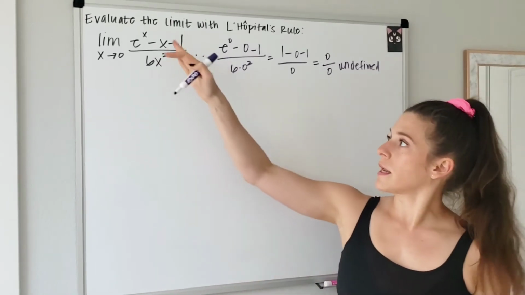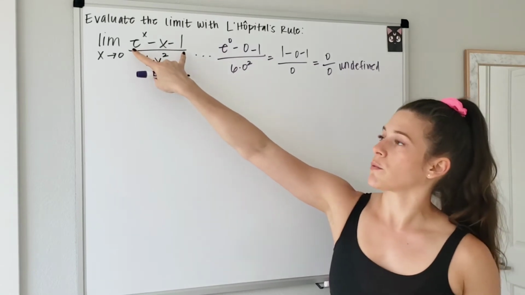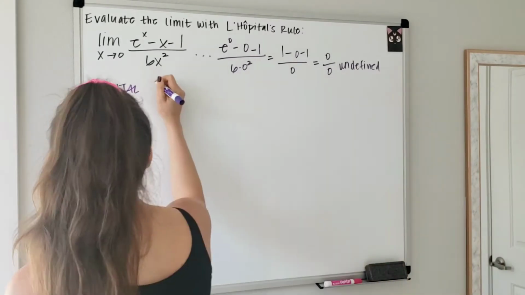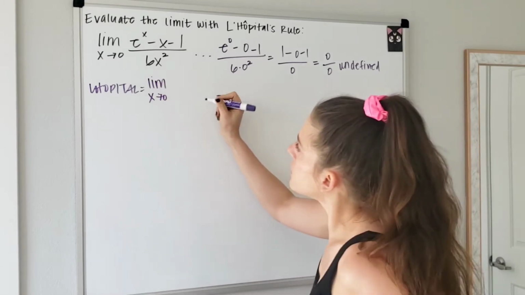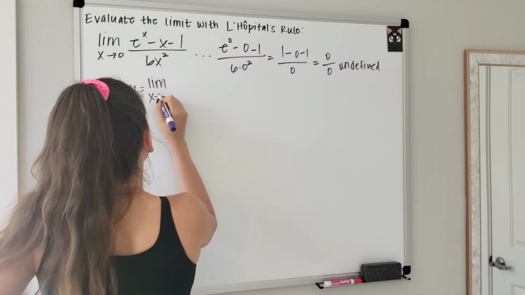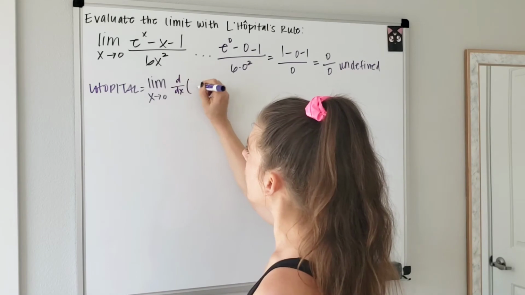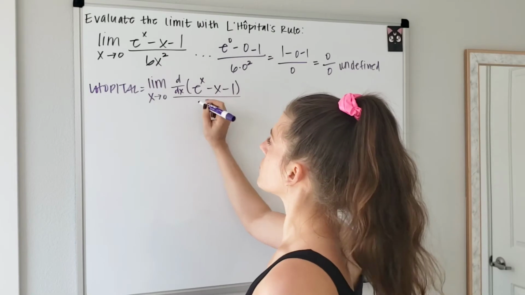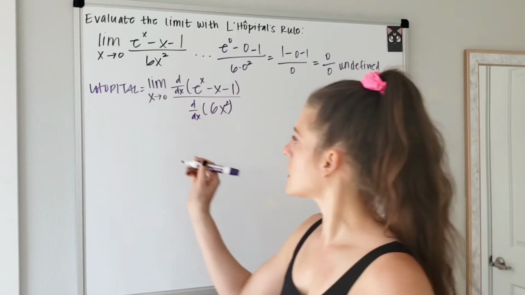L'Hopital's rule tells us that the limit as x approaches this number is going to be the same thing as the derivative of this whole numerator divided by the derivative of this whole denominator. So let's go ahead and give that a try. The limit as x approaches 0, let's draw an arrow. The derivative with respect to x of e to the x minus x minus 1, all over the derivative with respect to x of the denominator, 6x squared. Let's take each of these derivatives.